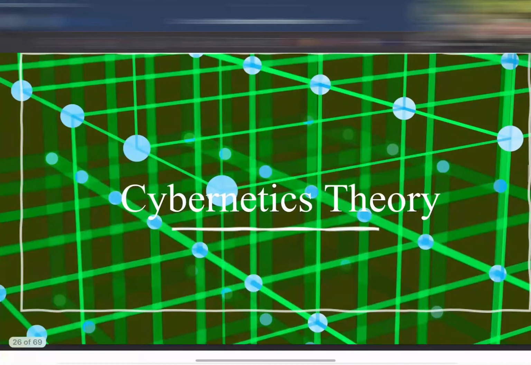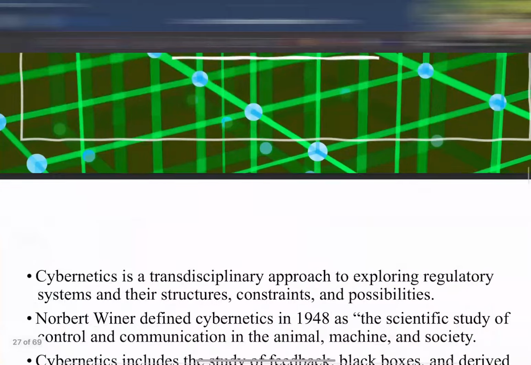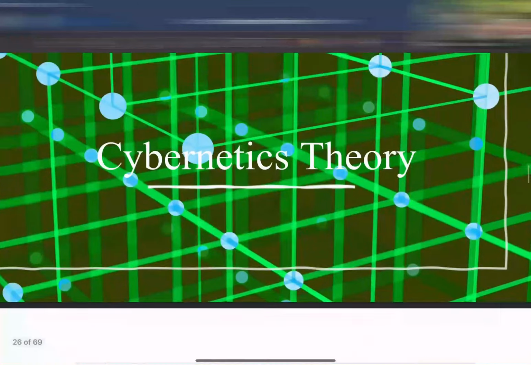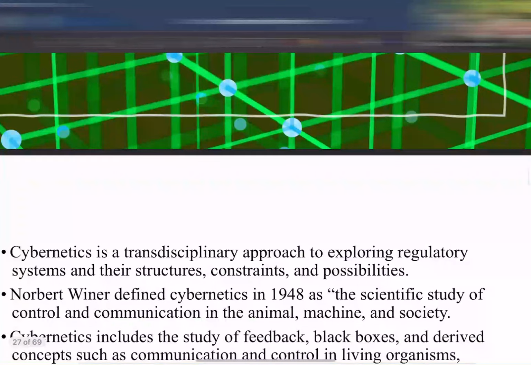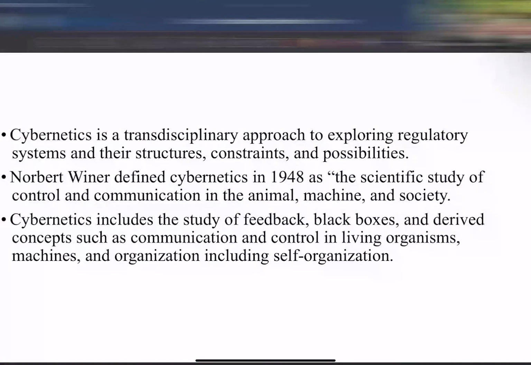Now, class, let's talk about cybernetics. Cybernetics is a very good field, a very new field of science. When we talk about cybernetics, it is a transdisciplinary approach to exploring regulatory systems, their structure, and their possibilities. So class, what do we mean by cybernetics? Sinasabi dito ang term na transdisciplinary. When we talk about the term transdisciplinary, ibig sabihin, it's between disciplines. It involves several disciplines.